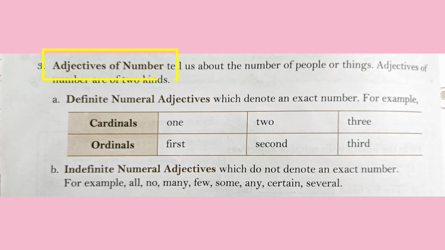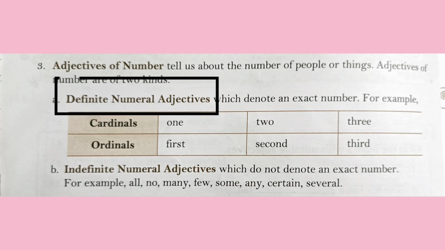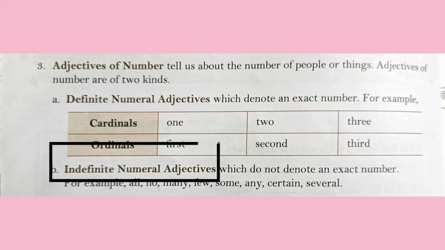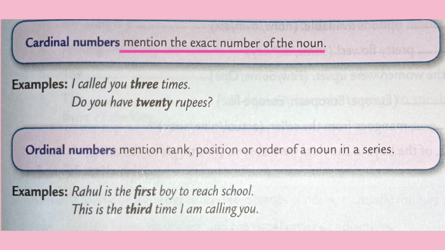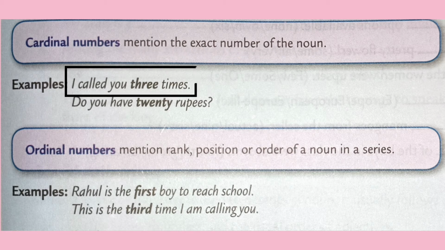Next, we have adjectives of number. They tell us about the number of people or things in a sentence. Adjectives of number are of two kinds: definite numeral adjectives and indefinite numeral adjectives. Definite numeral adjectives denote an exact number to the noun. There are cardinals and ordinals in definite numeral adjectives. Cardinal numbers mention the exact number of noun. For example, I called you 3 times. Here, 3 is the exact number of times that the person had been called.